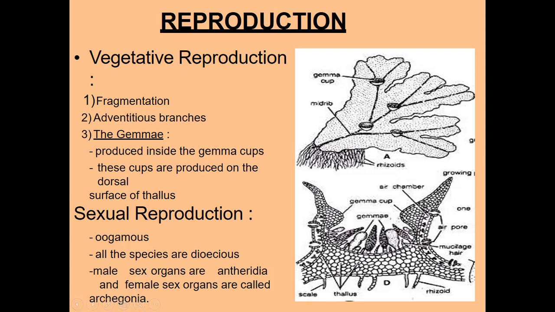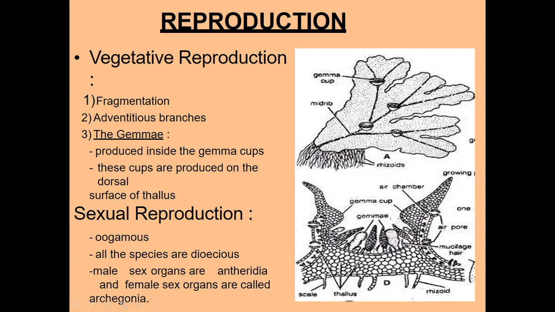Generally a number of 8 to 10 gemmae are present in a single gemma cup. Each gemma cup may consist of around 8 to 10 gemmae. So what is their role? These gemmae store a lot of food material in them, and they serve as the spores.